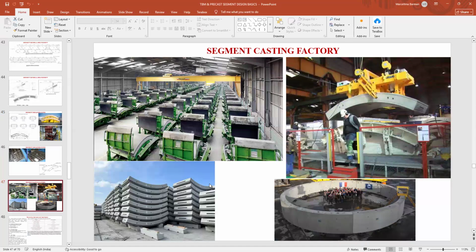This is the segment casting factory. Here you can see there are lots of segments, and on the right-hand side, this is the vacuum pad by which the segment is being lifted. After the casting of the segment, once it has gained strength, we lift the segment by the vacuum pad. And this is the stacking of the segments.